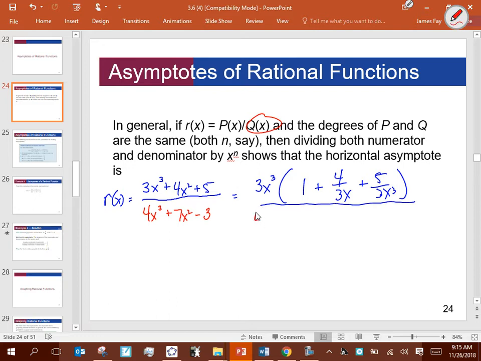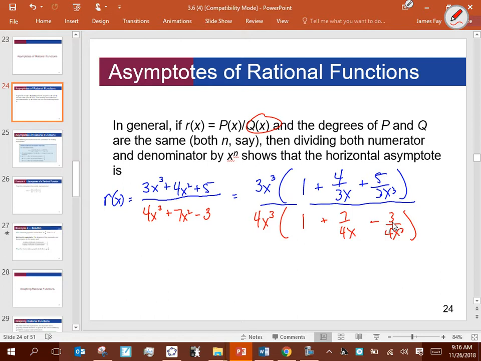But I'm going to take a 4x cubed out. So it's going to be 4x cubed over 4x cubed. That's going to give me 7x squared over 4x cubed. And it's going to give me a minus 3 over 4x cubed. What is that term going to turn into? 1. What's that going to turn into? 7 over 4x. And that one doesn't reduce, right?